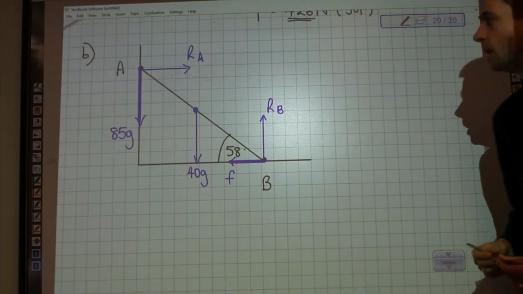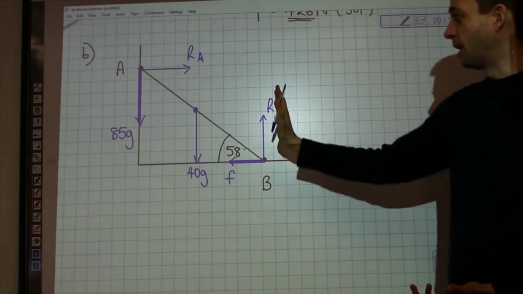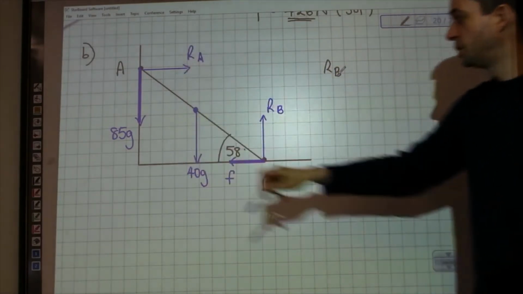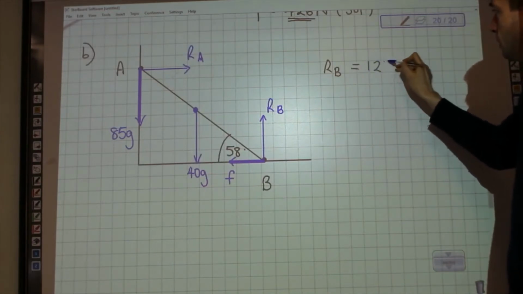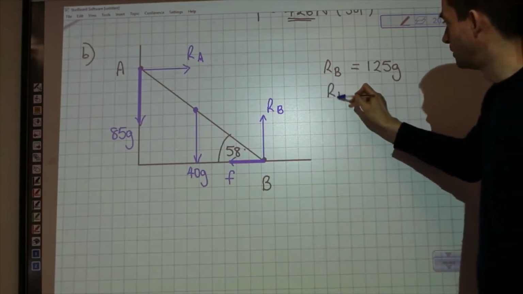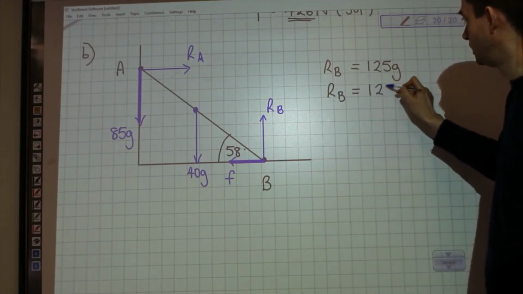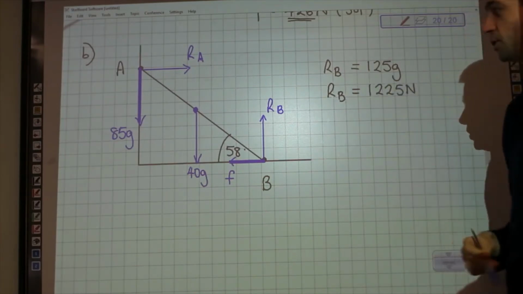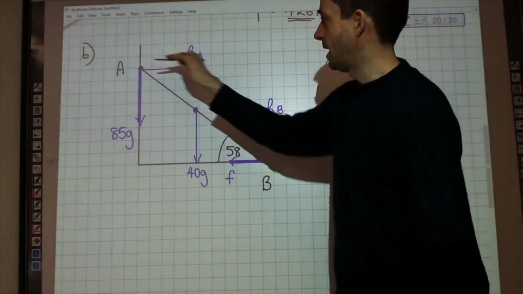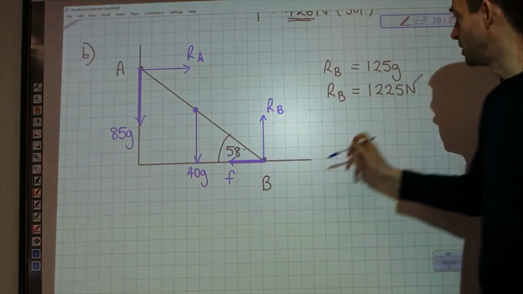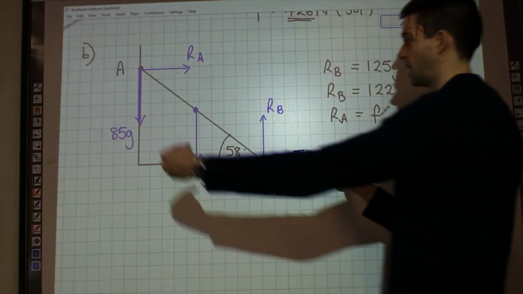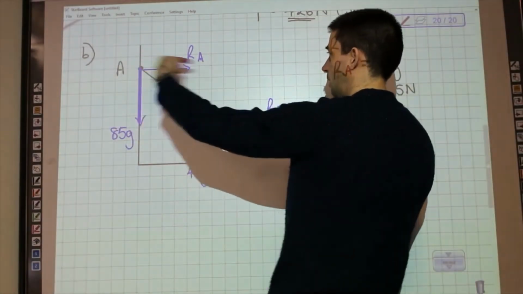Okay, so what hasn't changed? Well, the total force up is still the reaction at B. The total force down is still the total weight, I should say, sorry, of the man and the ladder itself. So the reaction at B is still 1,225 newtons. However, the reaction force at A has changed, which means the amount of friction must have changed, because it is still the case that the reaction at A is equal to friction, because they are the only two forces acting horizontally.